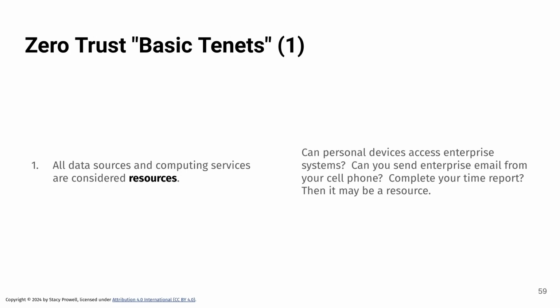Can personal devices access my system? Can I send an enterprise originating email from my cell phone? Can I send from my cell phone email as Oak Ridge National Lab? I can. I can complete my time report on my cell phone. Feels like my cell phone, even though it's owned by me and not the National Lab and not the Department of Energy, feels like it's a resource under this definition. So this basically says, hey, the things you need to think about are broad. Maybe you don't own all of them. Maybe you don't control them all. Maybe you don't always control them. Maybe you only control them sometimes.